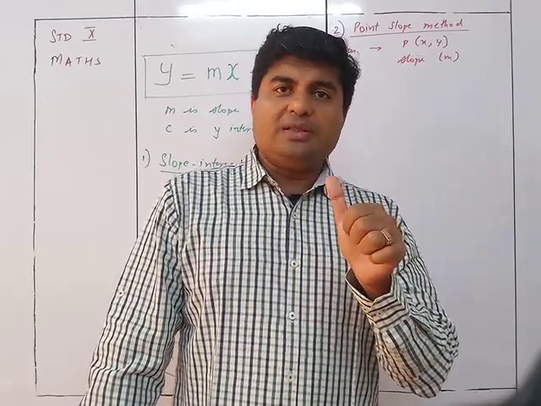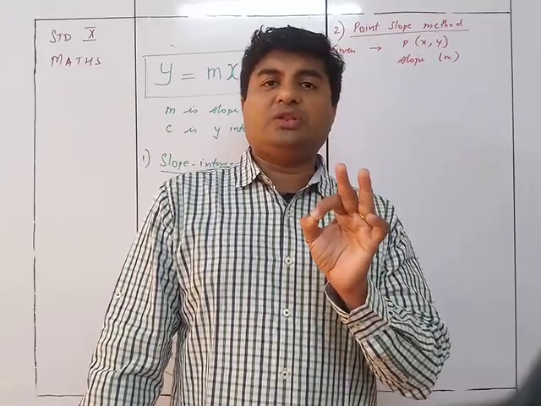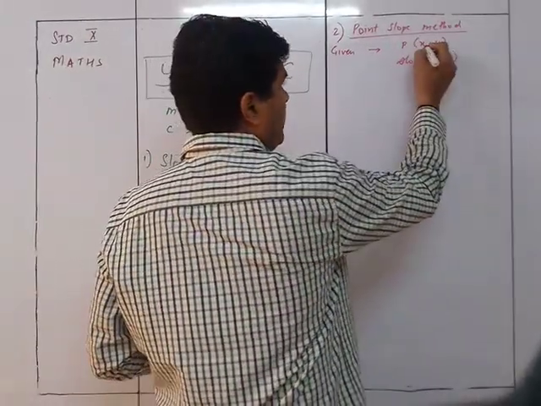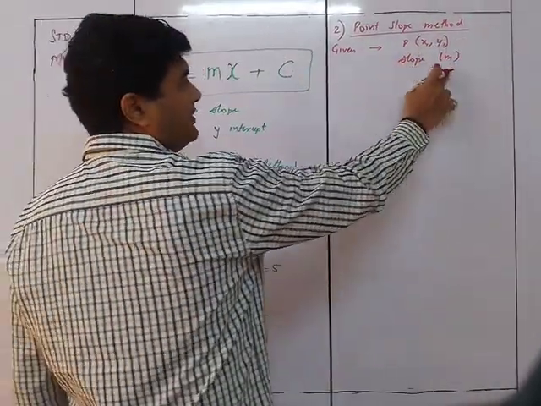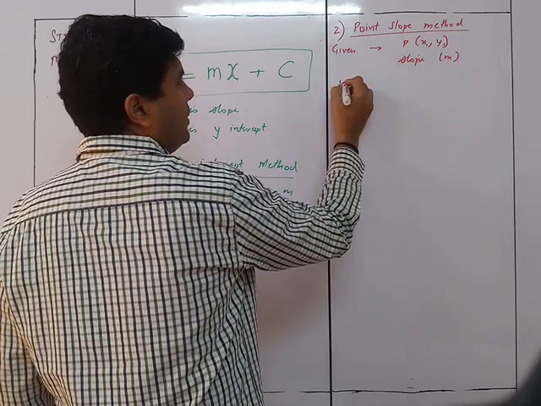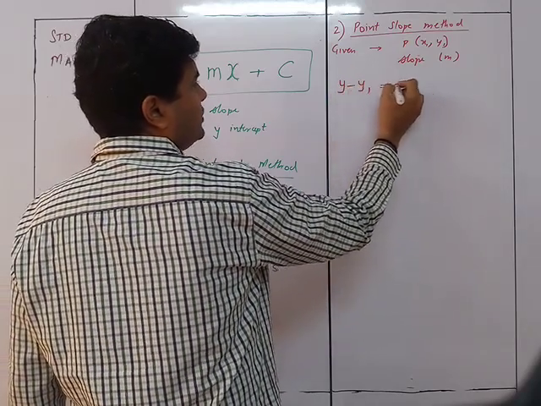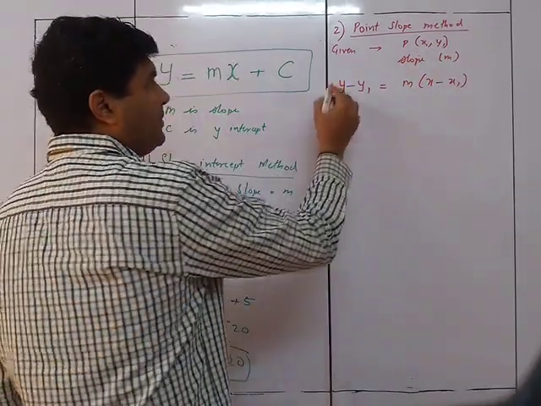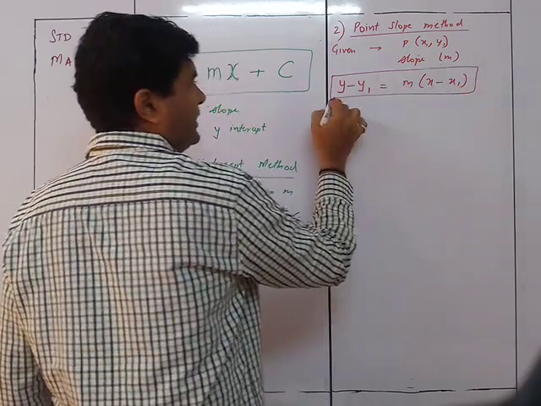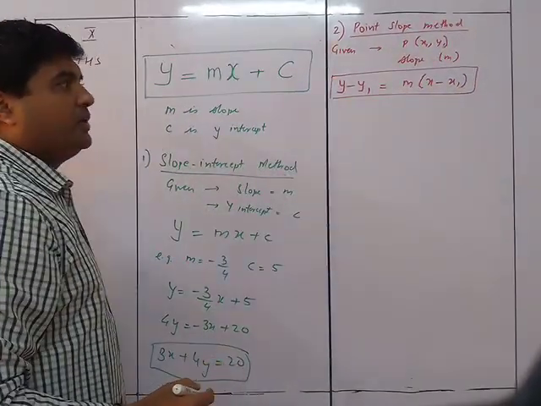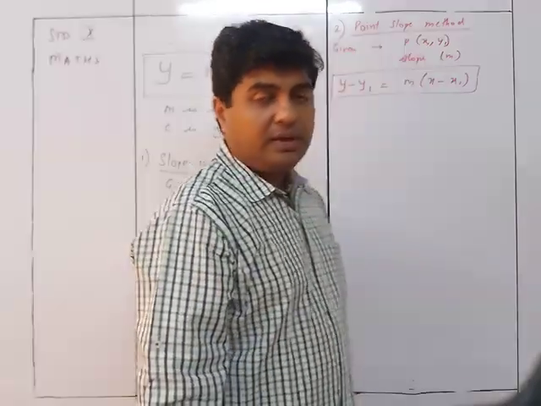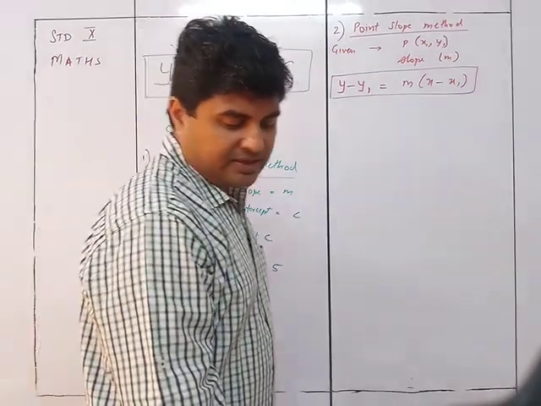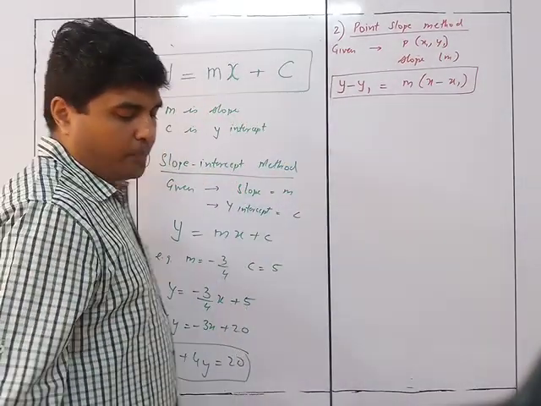right? So if I know that the line is passing through a point (x, y), or we'll take it as (x1, y1), and the slope is m, then we'll have the formula y minus y1 is equal to m times (x minus x1). The formula we'll be using in this kind of method is y minus y1 equals m(x minus x1). So this is called the point-slope method.